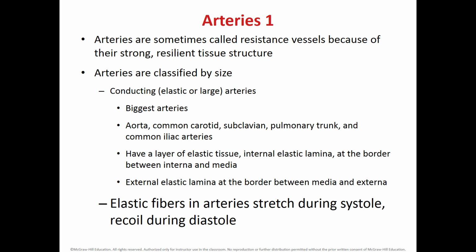They have an internal elastic lamina at the border between the tunica interna and the tunica media, and they have this external elastic lamina at the border between the tunica media and the tunica externa. And this is a key point for you to remember, that the elastic fibers in the arteries stretch during systole and recoil during diastole.